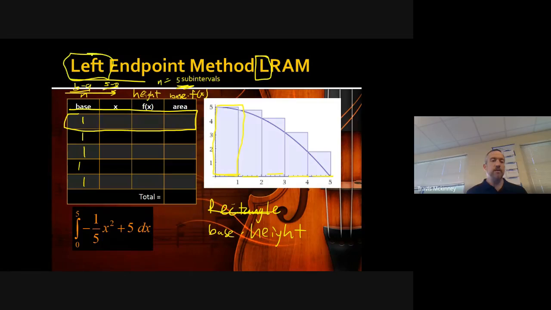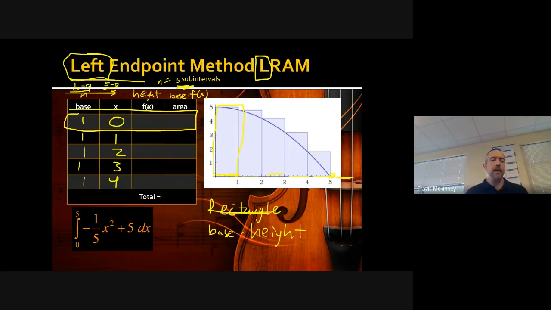Since I'm on the left side, for the interval going from 0 to 1, I want to use the x value that's on the left side, so 0. And then for the interval between 1 and 2, I'm going to use 1. And then the interval between 2 and 3, I'm going to use 2. The interval between 3 and 4, I'm going to use 3. The interval between 4 and 5, I'm going to use 4. I'm never going to use this point because it is on the left of something going out this way that I can't see. And we don't need anything beyond 5.